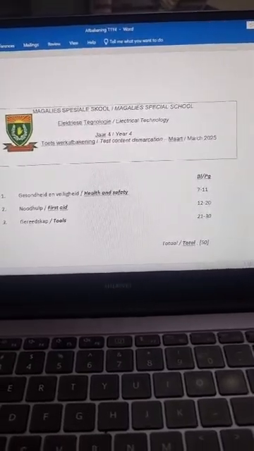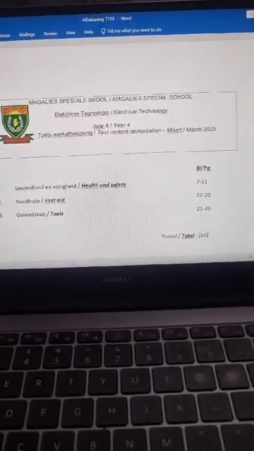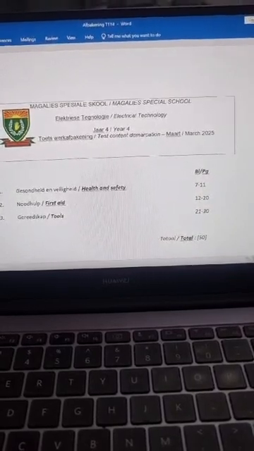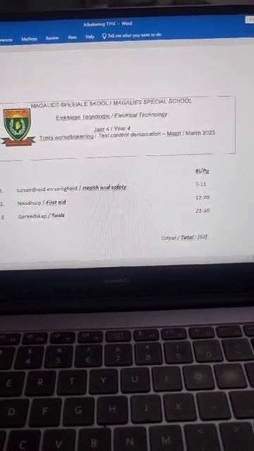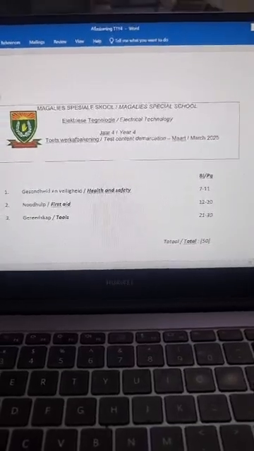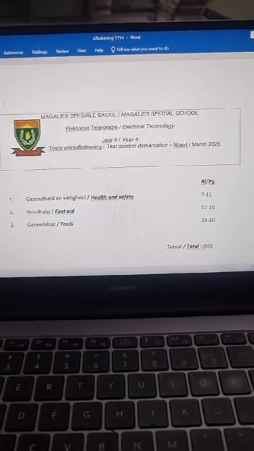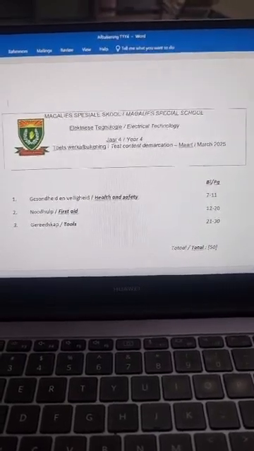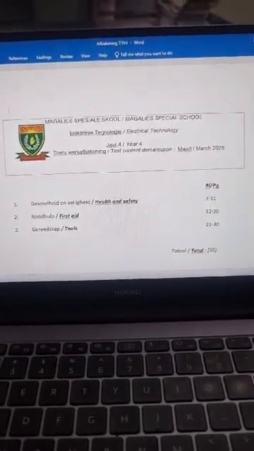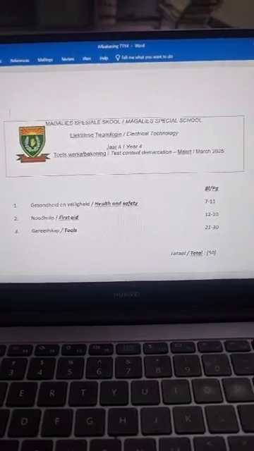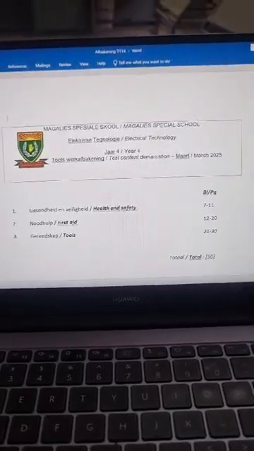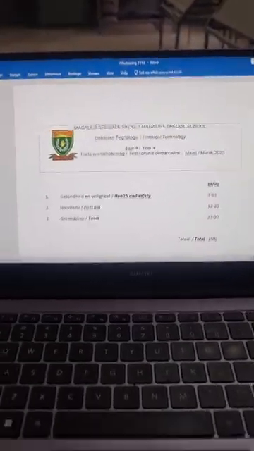Good day. Today we're going to look at the demarcation for the March 2025 test for Year 4 Electrical Technology. In your workbooks, Health and Safety, page 7 to 11, First Aid, page 12 to 20, and Tools, page 21 to 30. Let's look at the workbooks.